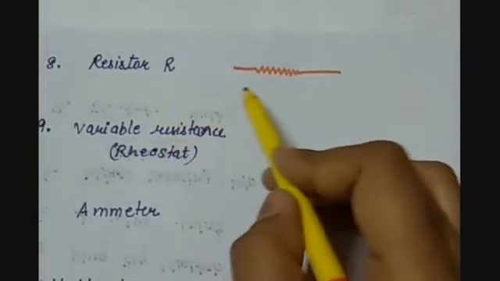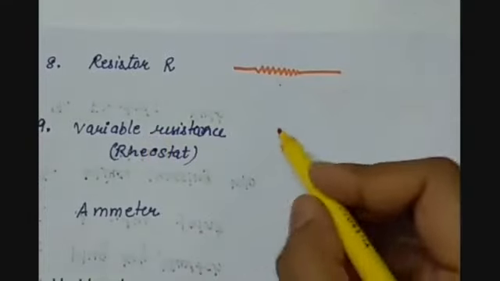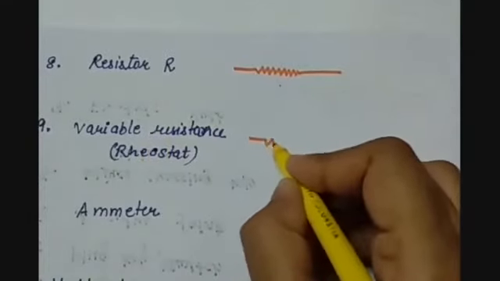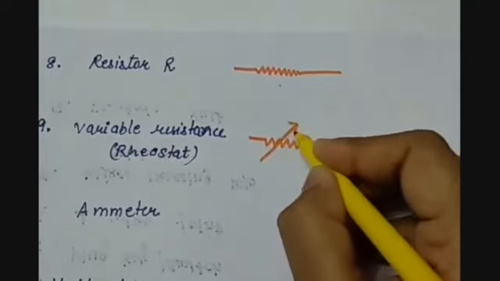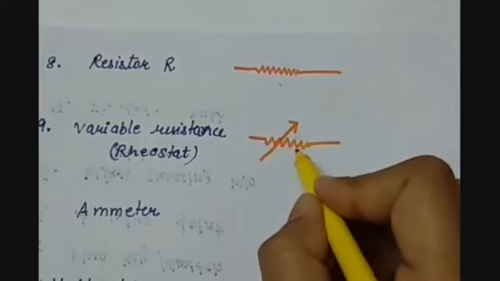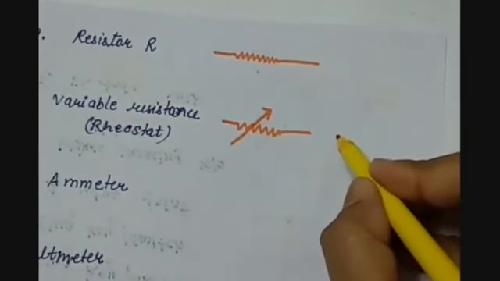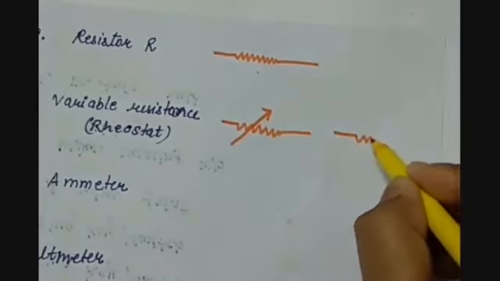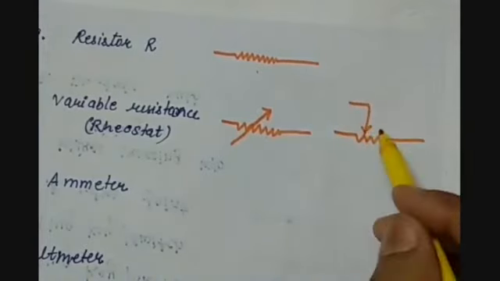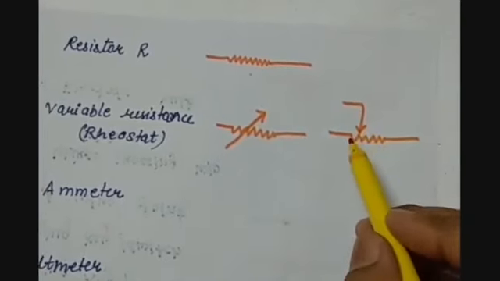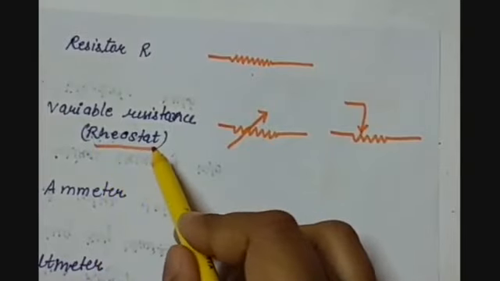When this resistance is fixed, it is given with this symbol, and if it is variable, then it can be drawn as zigzag lines and one line with the arrow head. So this is showing that this resistance is variable, or we can change this resistance. It can also be made with this symbol. When we can change the resistance, that device is called rheostat.